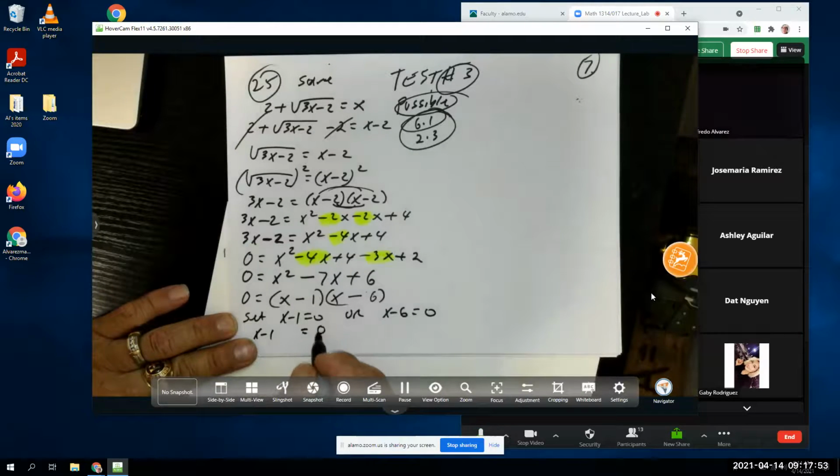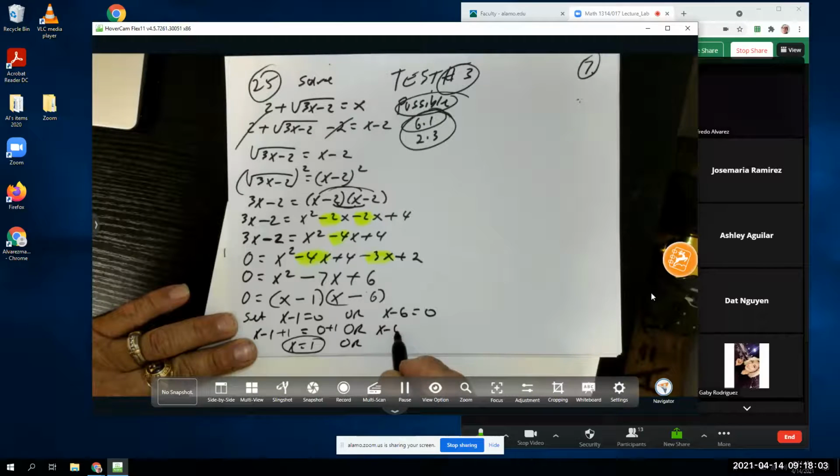Add something. If I add 1, I'm going to have x equals 1. I got one answer here. Or x minus 6, I'm going to add 6 and add 6 over here. X equals 6. So now, I'm going to write this word here.